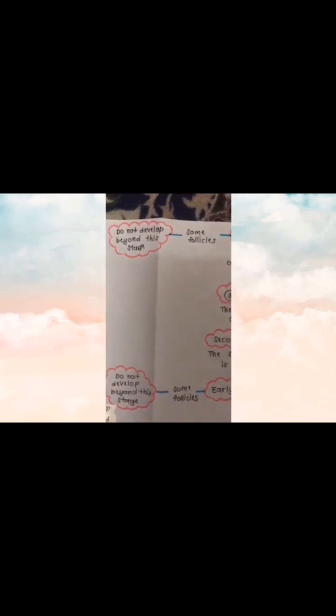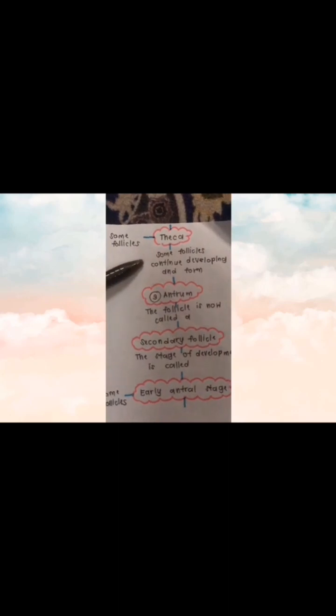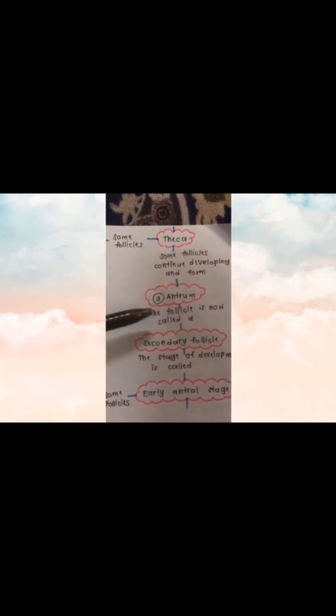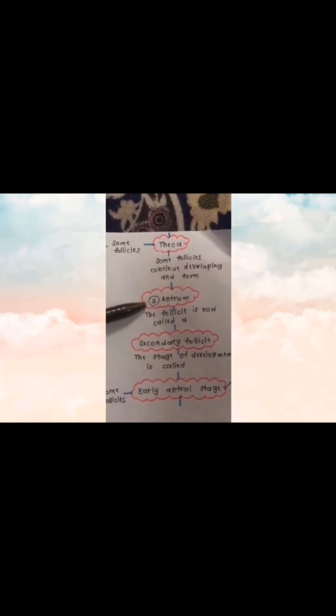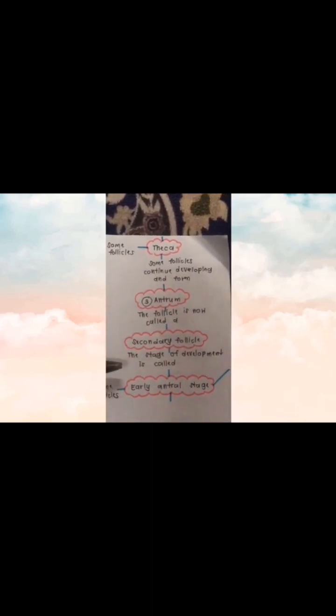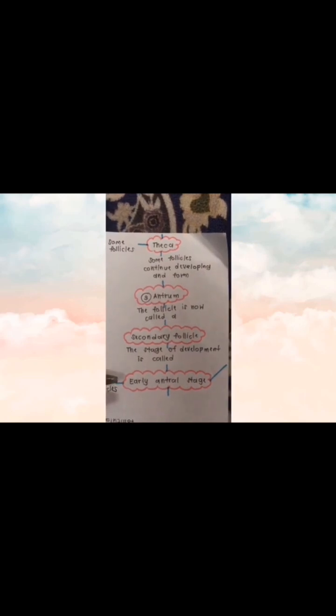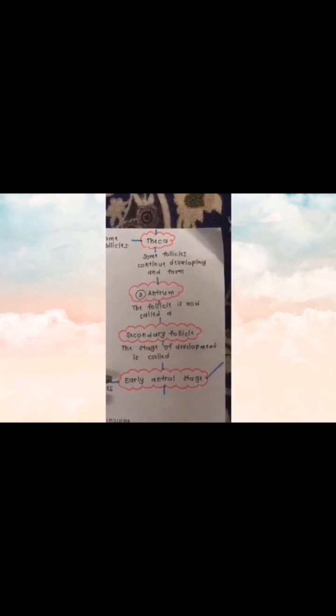Some follicles do not develop beyond this stage, but some follicles continue developing and form an antrum. The antrum is a fluid cavity, number 3 on the diagram. The follicle is now called a secondary follicle. This stage of development is called the early antrum stage. Some follicles do not develop beyond this stage.